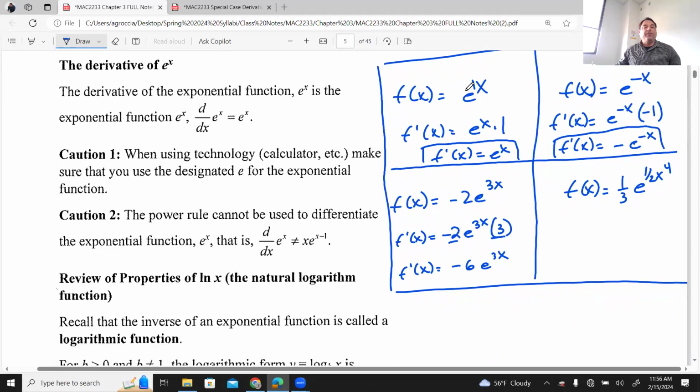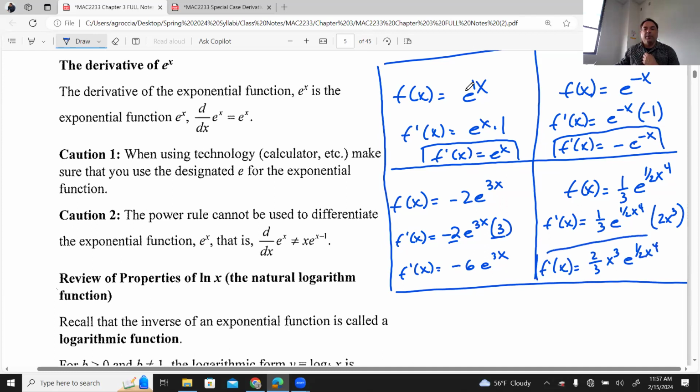And then the last one, I put a fraction in there. Hopefully that doesn't make anything too much harder. It shouldn't. The 1/3 stays in front. For the e, rewrite it: e to the 1/2 x to the 4. And then the derivative of that. The derivative of 1/2 x to the 4 would be 2x to the 3rd. So again, if we're making a mistake with the derivatives, that's what happens. And if it was me rewriting it, I would do 1/3 times 3, which is 2/3 x to the 3rd, e to the 1/2 x to the 4. And that would be your final answer.